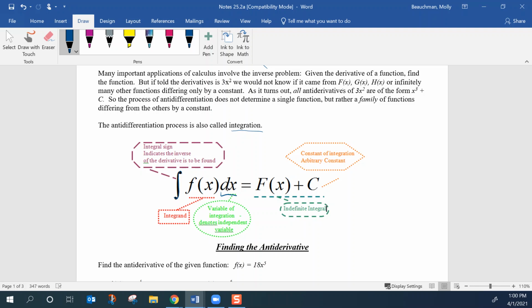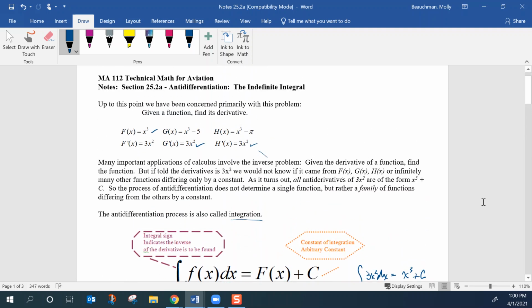So the integral of f of x dx is equal to capital F of x, which is called the indefinite integral, plus some constant, and we call that the arbitrary constant or the constant of integration. So in that previous problem, if we were to find the integral of 3x squared dx, that would equal the function x to the third plus some constant c. So that's the way that we would write the antiderivative of 3x squared up above: x cubed plus some constant.